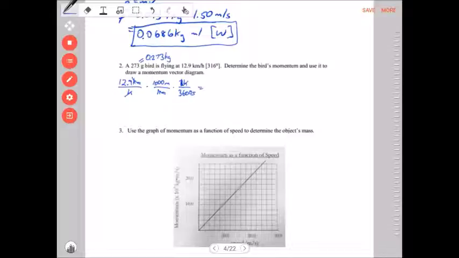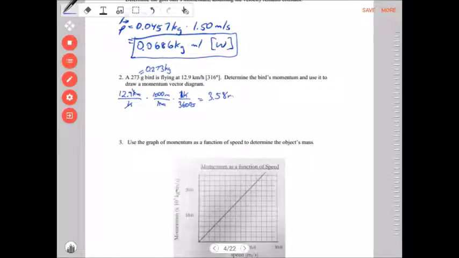Okay, and when you do that, you end up with 3.58. It's actually 3.583333, 3.58 meters per second. Now, the easy way to do this is just to divide by 3.6, and that works. I'm going to leave that up to you.